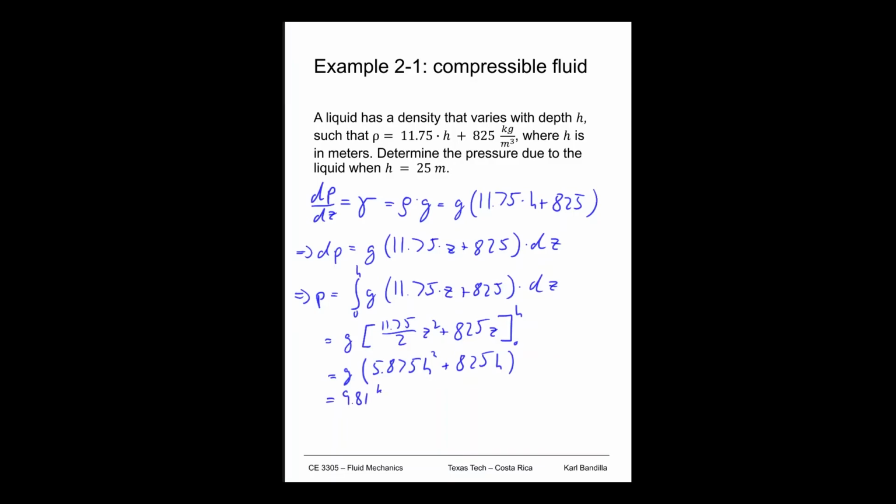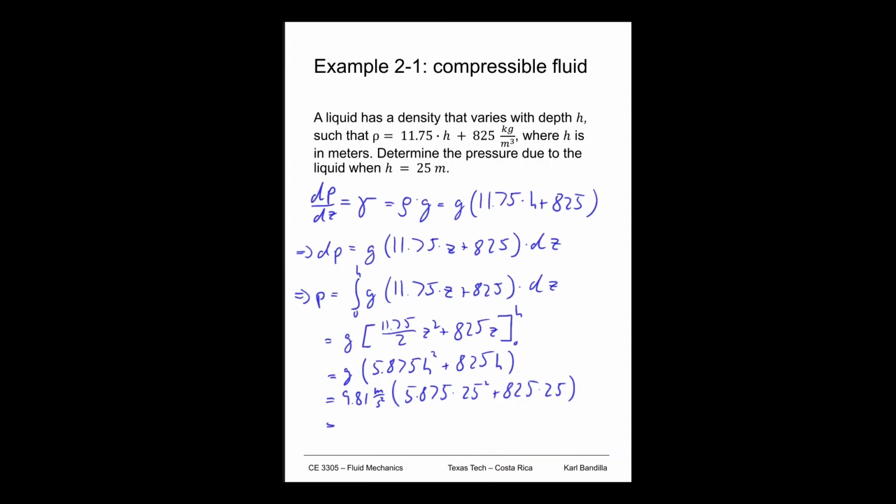9.81 meters per second squared times 5.875 times, now our height, our depth, was going to be 25. And we'll leave the units out because in these equations they're often useless. Plus 825 times 25.